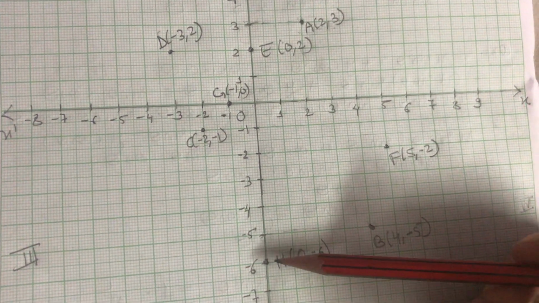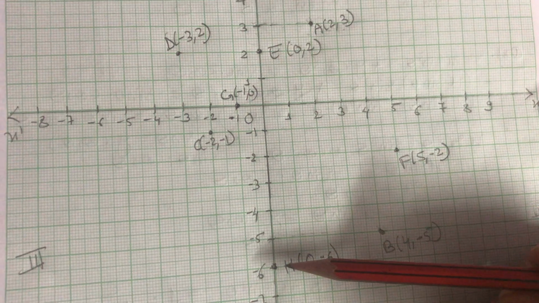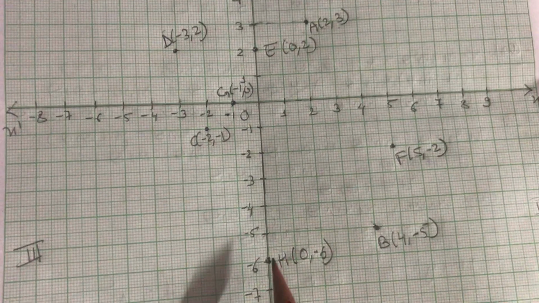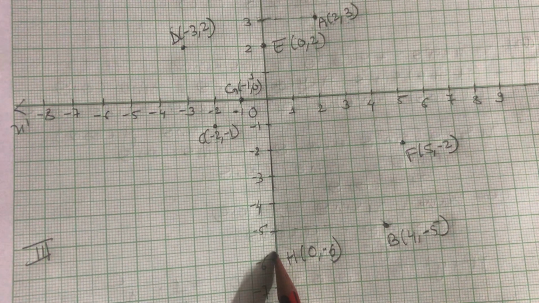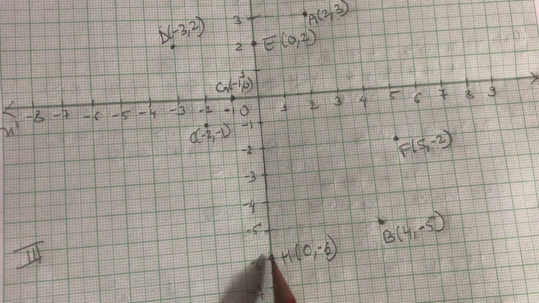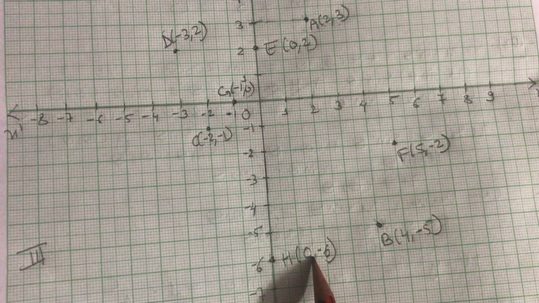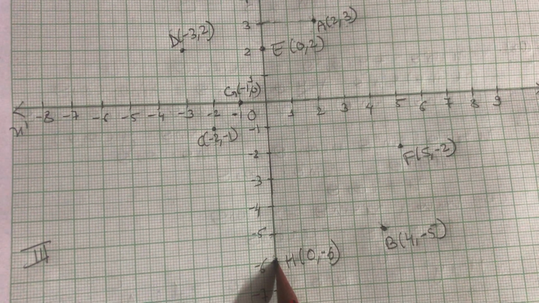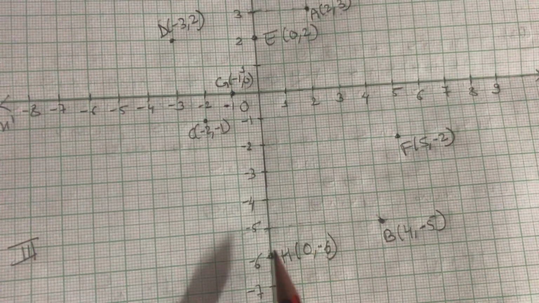The distance of this point from the y-axis is how much? 0 unit, because this is only my y-axis and the point is lying on the y-axis itself, right? So the distance of this point from the y-axis is 0 because the point is lying on the y-axis itself. So do not get confused with that.